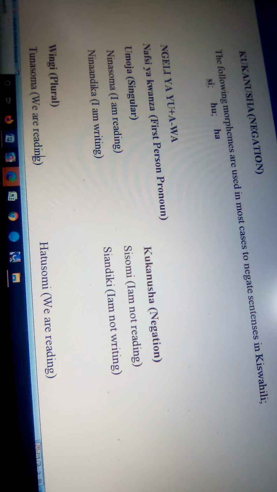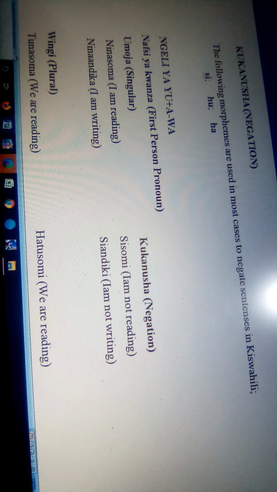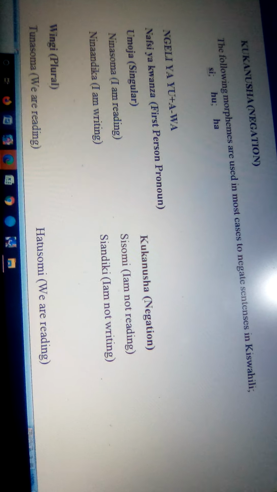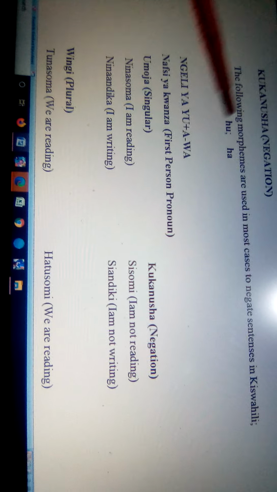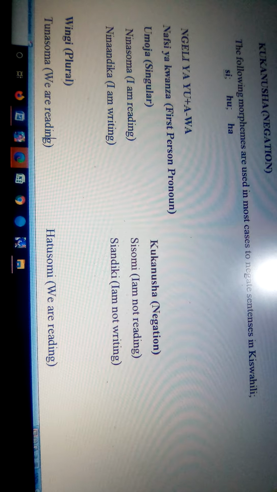What you have to know about negation is that the following morphemes are used in most cases to negate sentences in Kiswahili. So in most cases, if you see a sentence with si, hu, and ha, you just know that sentence is a negated sentence. For instance, sitaki. Sitaki just means I don't want. Hutaki, you don't want. So si is used in the first person negation, hu is used in the second person negation, and ha is usually used in the third person negation.